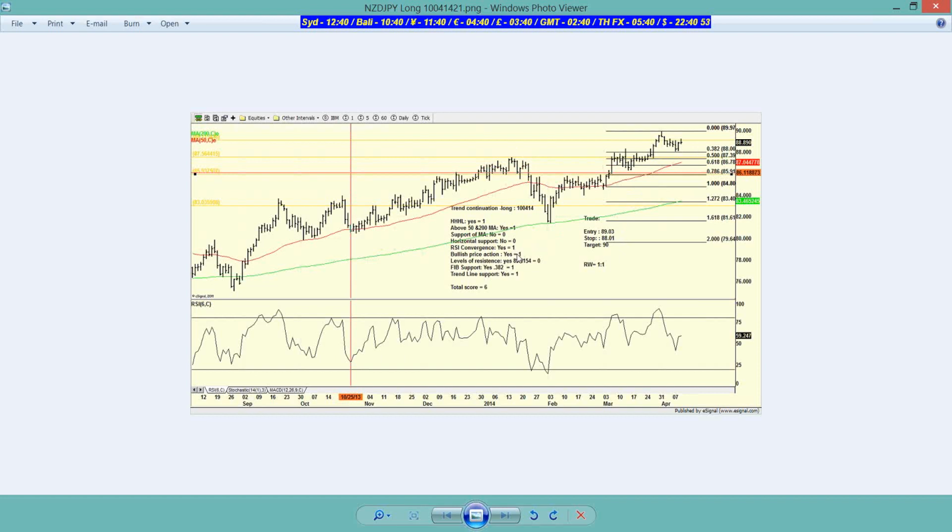Okay. RSI convergence, yes. Levels of resistance at 89, 89.11. And you're getting into the 89.03, risk reward 1 to 1. No, don't do those. I don't want a 1 to 1 risk, okay? Leave them alone.